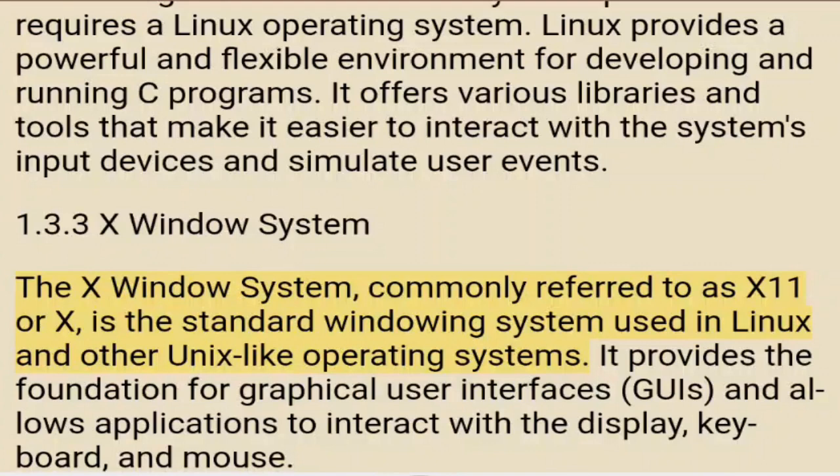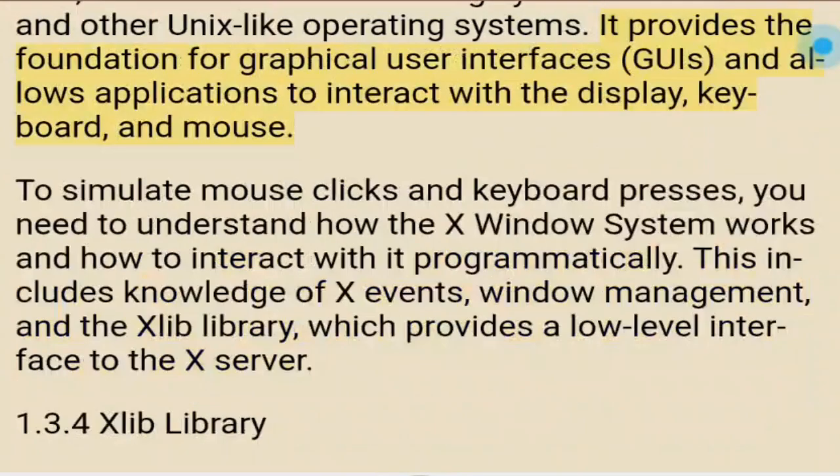1.3.3 X Window System. The X window system, commonly referred to as X11 or X, is the standard windowing system used in Linux and other Unix-like operating systems. It provides the foundation for graphical user interfaces (GUIs) and allows applications to interact with the display, keyboard, and mouse. To simulate mouse clicks and keyboard presses, you need to understand how the X window system works and how to interact with it programmatically.